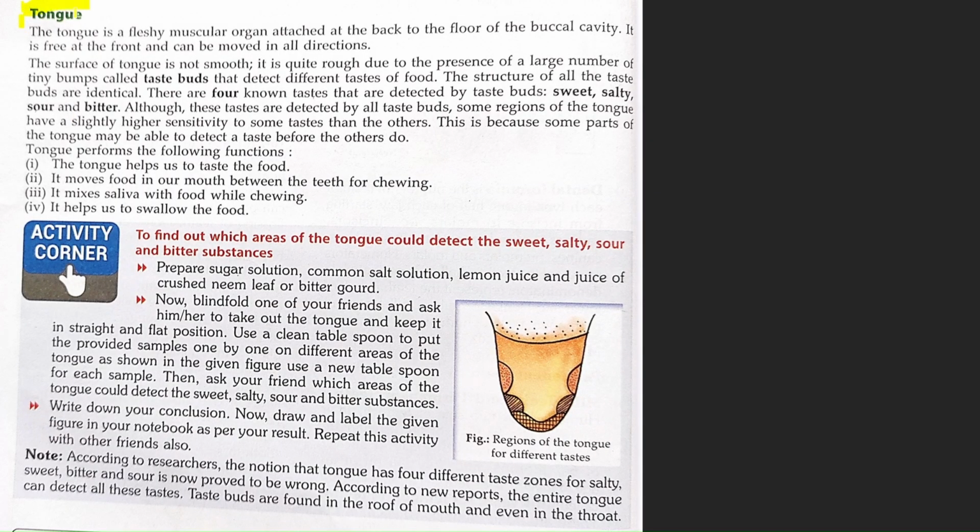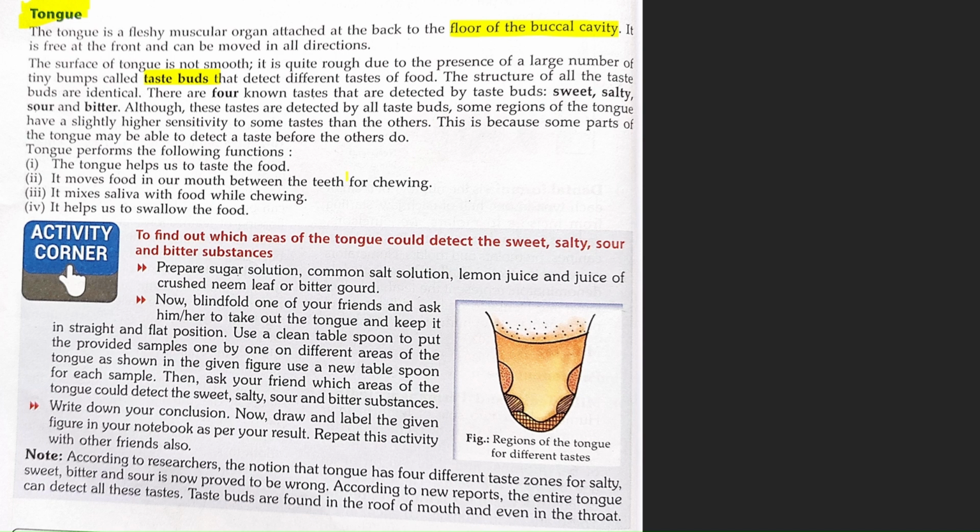The tongue is a fleshy muscular organ attached to the back of the floor of the buccal cavity. It is free at the front and can be moved in all directions. The surface of the tongue is not smooth. It is quite rough due to the presence of a large number of tiny bumps called taste buds that detect different tastes of food. The structure of all these taste buds is identical.